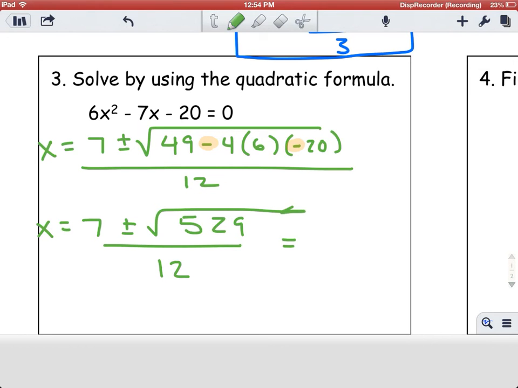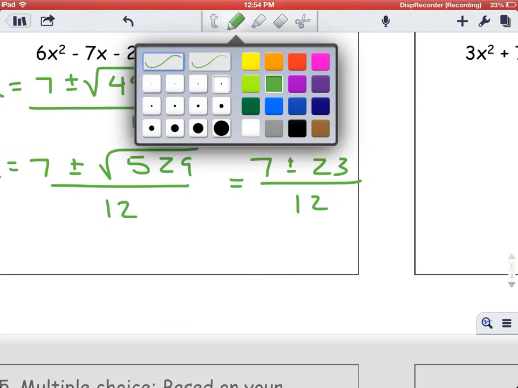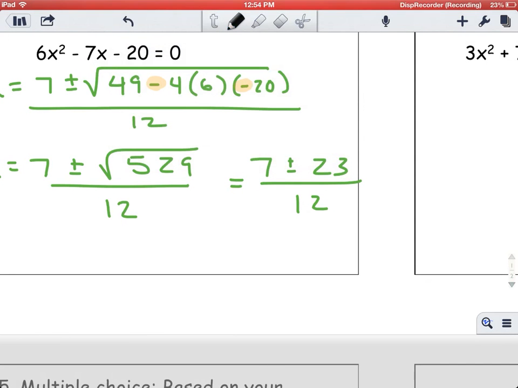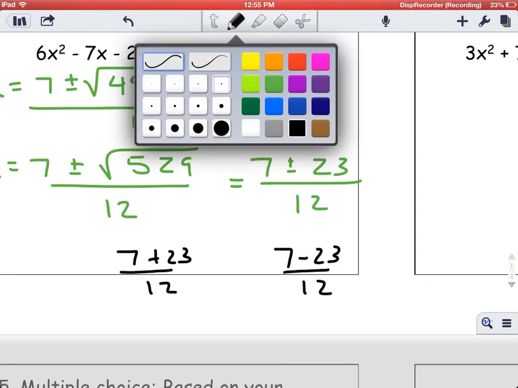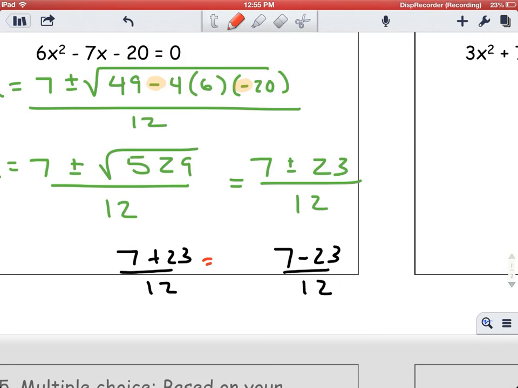So 7 plus or minus 23, which is the square root of 529, all over 12. And then we're going to need to break that up into two different answers, 7 plus 23 over 12, 7 minus 23 over 12. And those two answers are going to be 30 over 12, which is just going to be 5 over 2, or -16 over 12, which is -4 over 3. Those are our two answers.